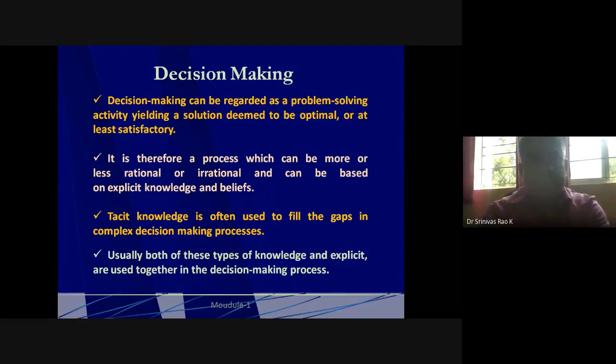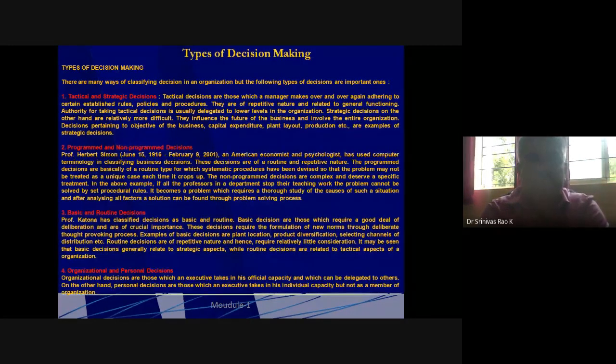Now there are types of decision. This is a question which is very important in the exam. It comes actually. What is the decision making process and what are the types of decision making process? So there are so many types of decision making. There are many ways of classifying decisions of the organization.